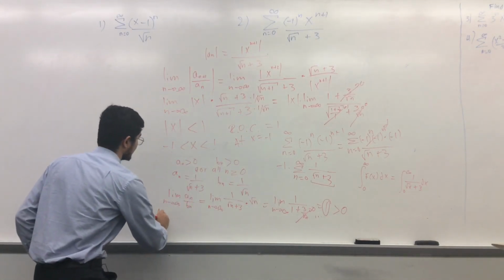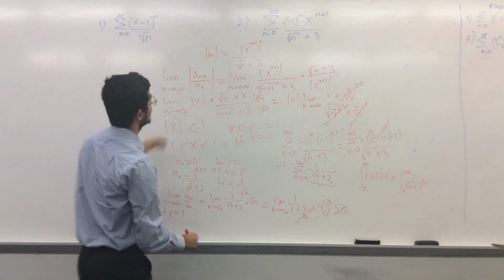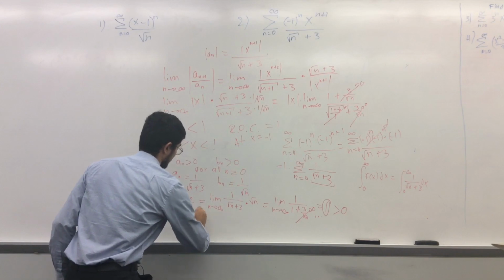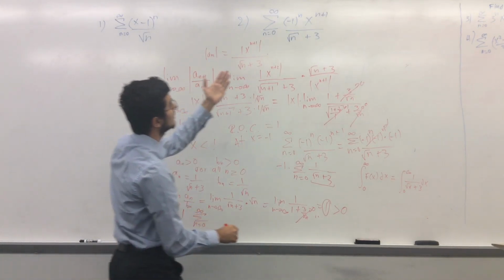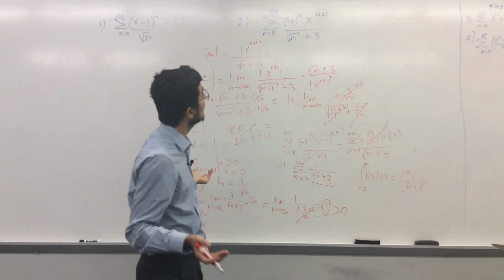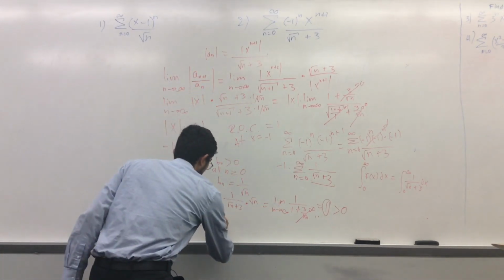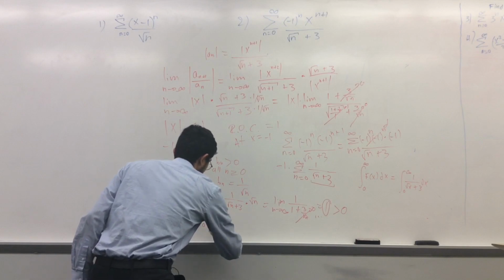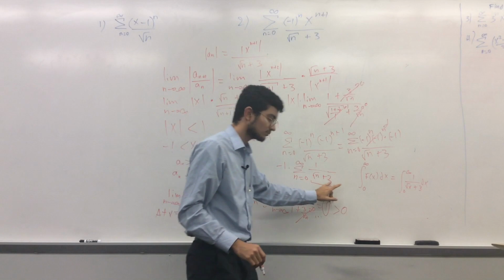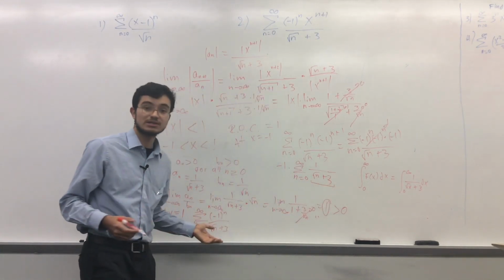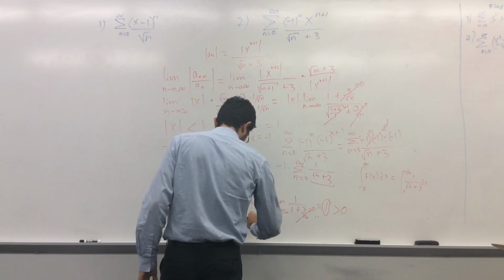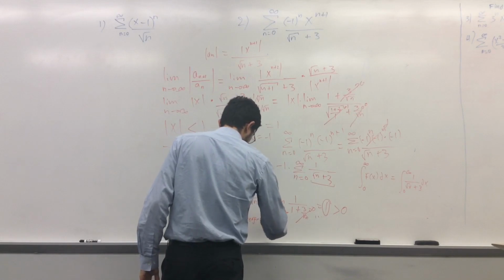So at x equals 1, we have the sum from n equals 0 to infinity of negative 1 to the n times 1 to the n plus 1, which is just 1. So negative 1 to the n divided by the square root of n plus 3. Now, we know this diverges, but this over here actually converges by the alternating series test. So this converges by AST.